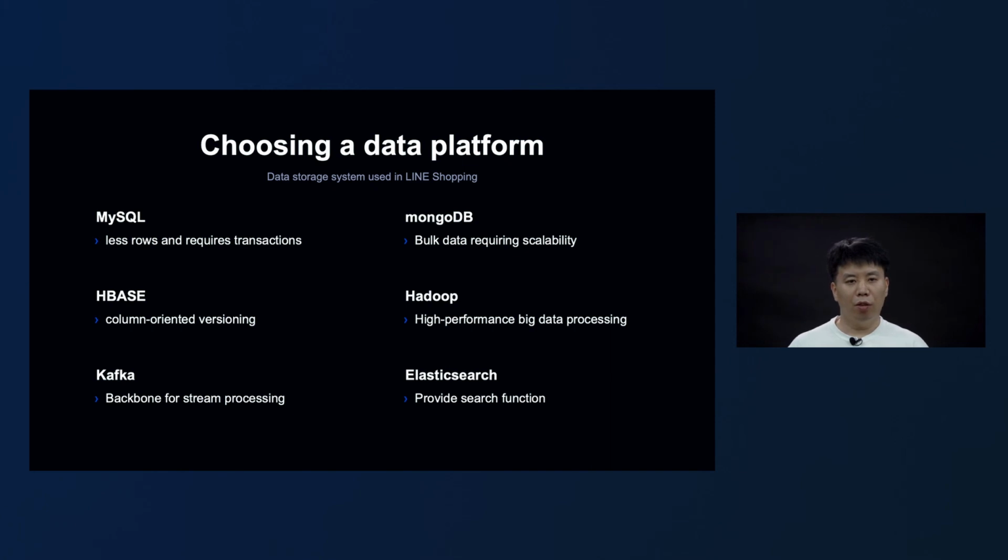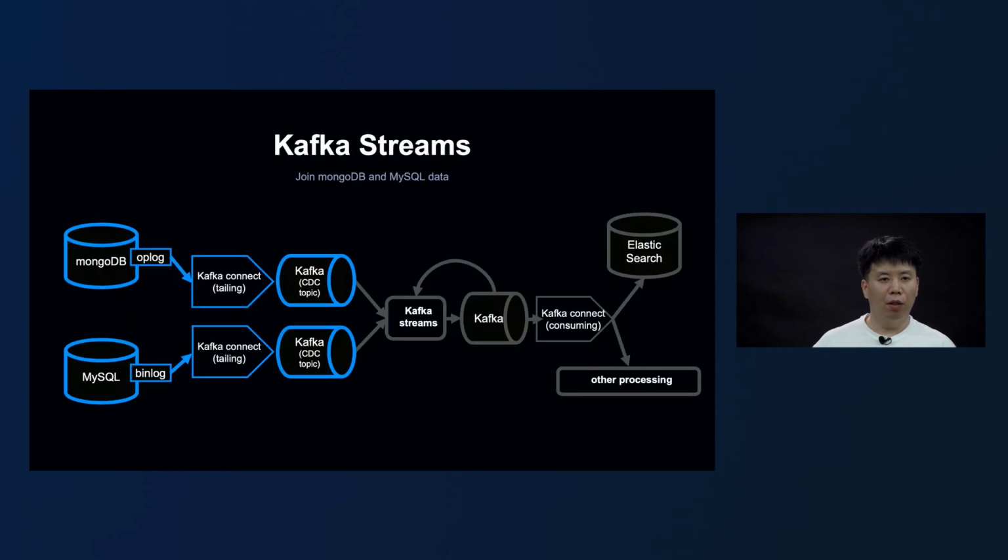On the other hand, if there is no need for transactions between multiple tables, but it requires scaling due to a large amount of data, we use MongoDB. And for joining MySQL and MongoDB, we use an application. The application reads the data from both sides and combines it. You can also use Kafka Streams or KSQL.